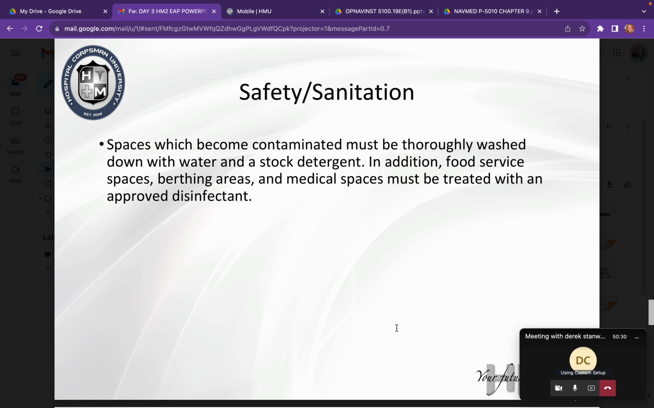All right, moving forward. So, spaces which become contaminated must be thoroughly washed down with water and a stock detergent. In addition, food service spaces, berthing areas, and medical spaces must be treated with an approved disinfectant.